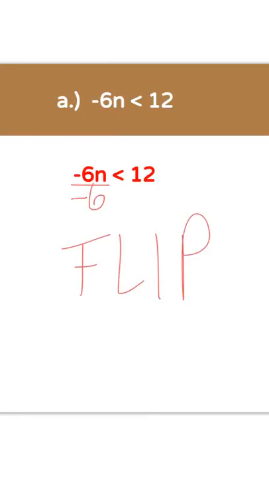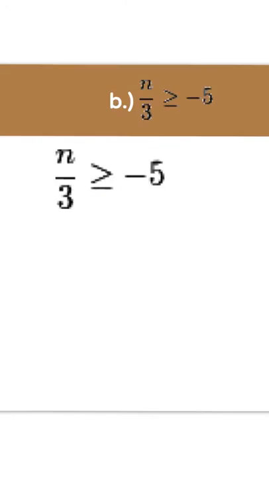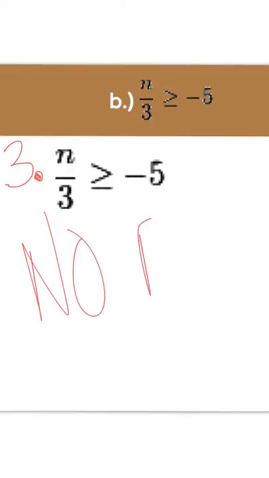You flip because you would be dividing by a negative number. Letter B. N divided by 3 is greater than or equal to -5. Would you flip it or no flip? You're dividing by a 3, which means you would need to multiply by a 3, and they are positive, so it is no flip. Even though the 5 is negative in the constant side, that does not count when you're looking at flipping or not flipping. You only look at when you're trying to get rid of a number that's with the variable.